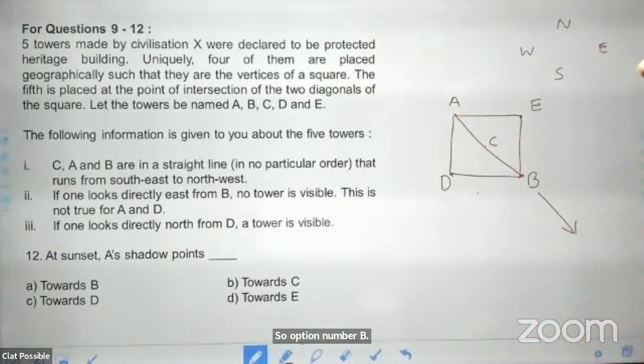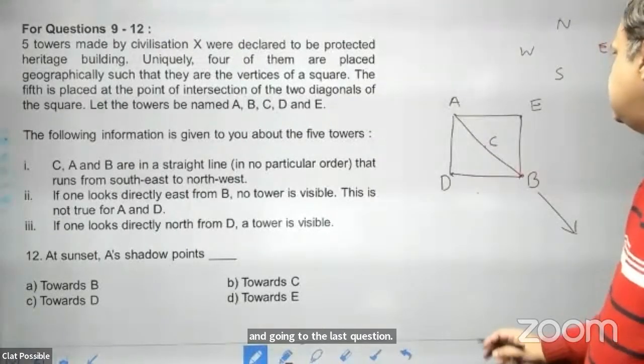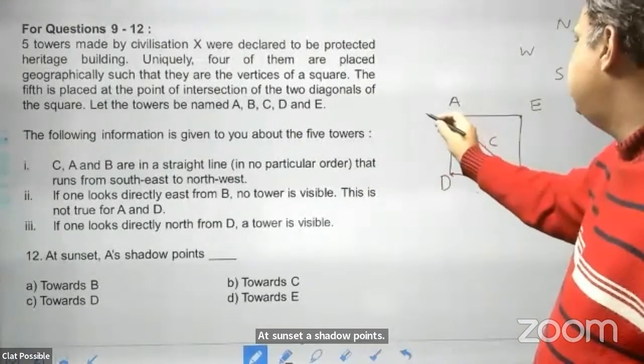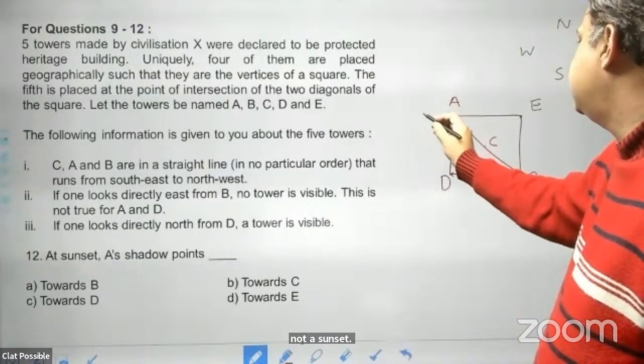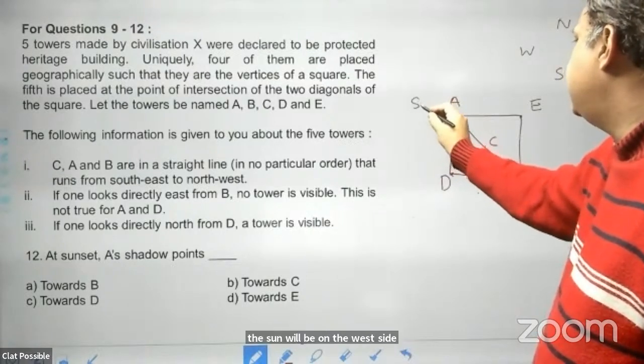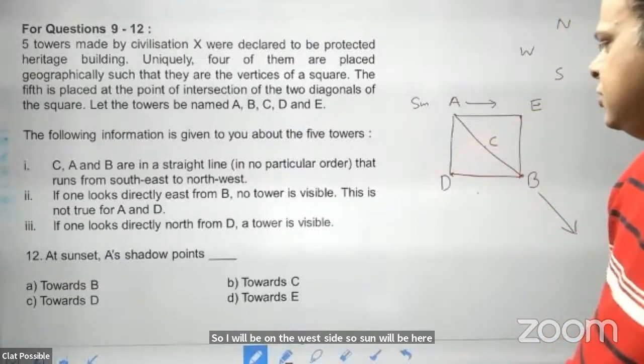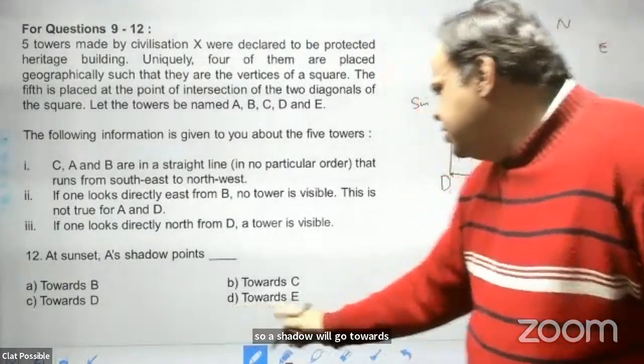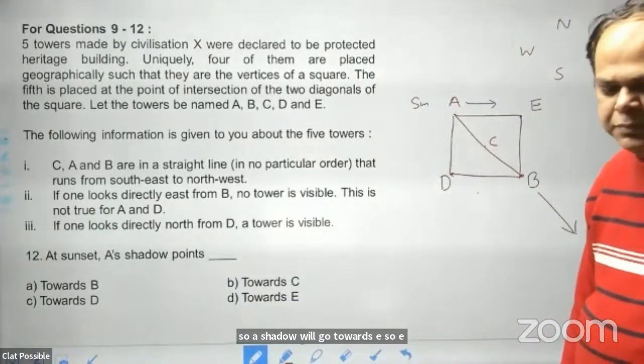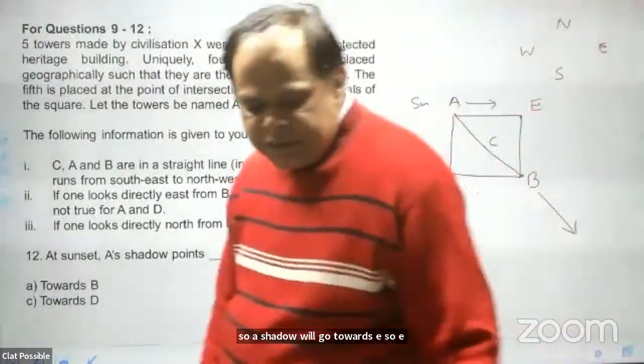At sunset, A's shadow points. Now it's a sunset, so the sun will be on the west side. So the sun will be here, so A's shadow will go towards E. So 12th, option D will be the right answer.